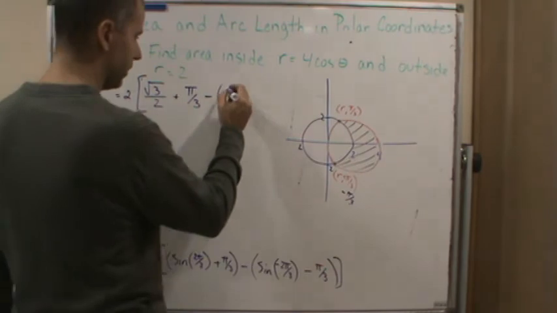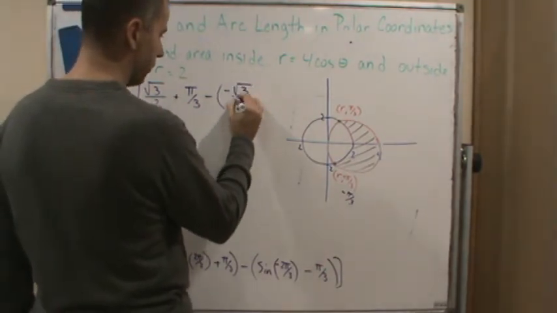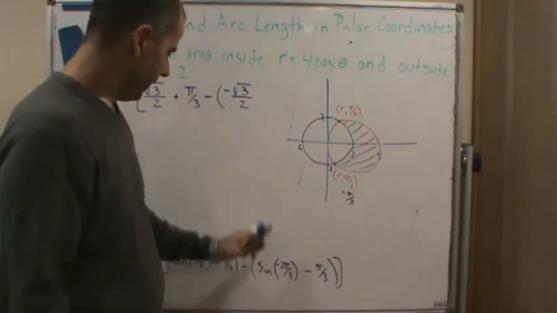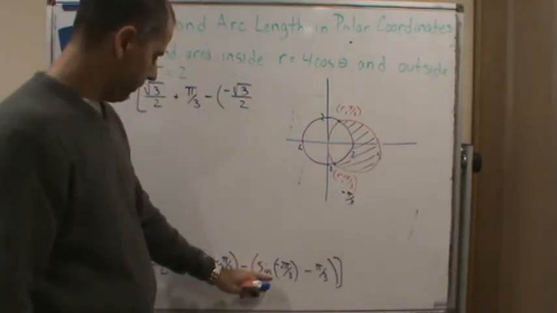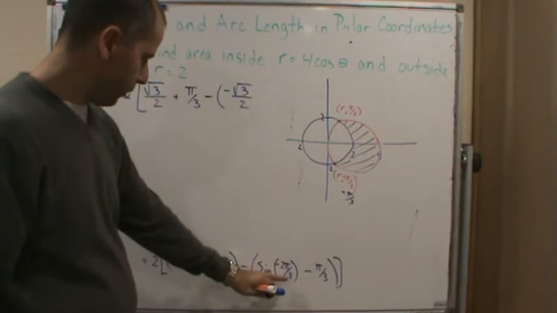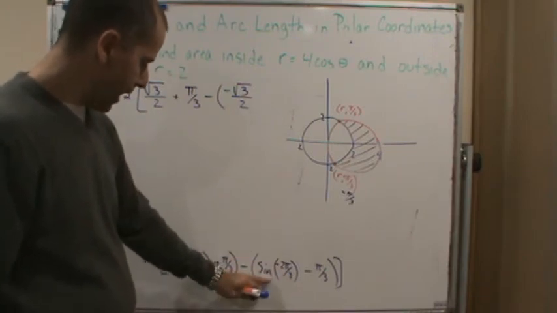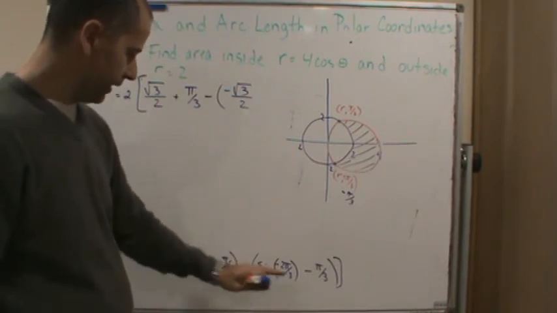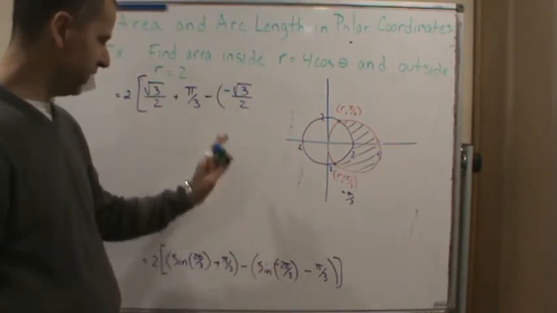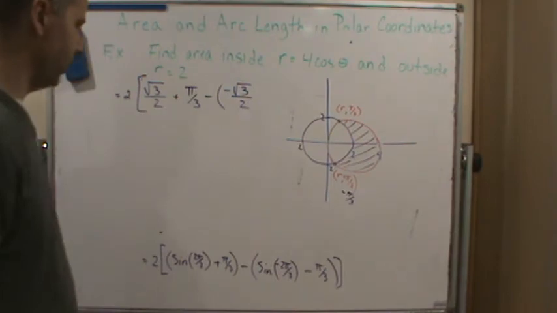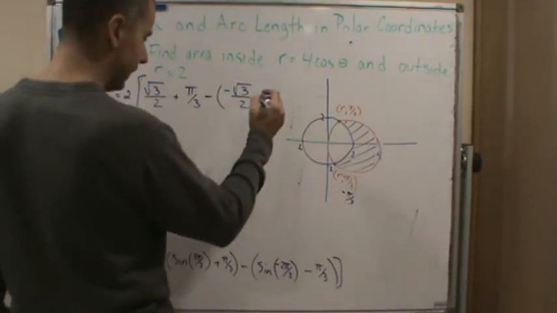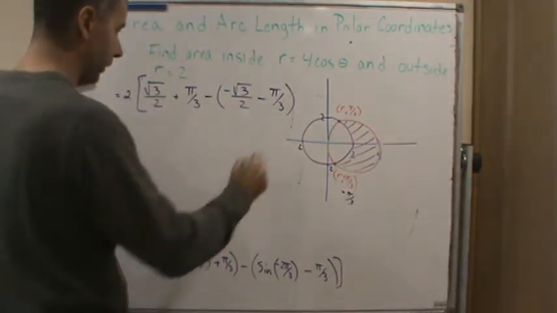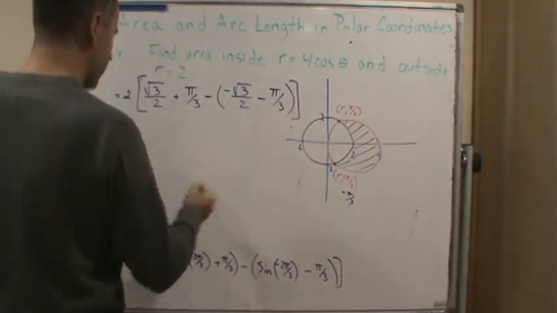So this is going to be negative square root of 3 over 2. But I can still, here's the thing, I'm going to get the same thing even if I use the property that sine of negative theta is equal to negative sine of theta. So again, you could use that too. You'll get the same thing. You still get negative square root of 3 over 2 minus pi over 3. Okay, so now I'm going to simplify things.